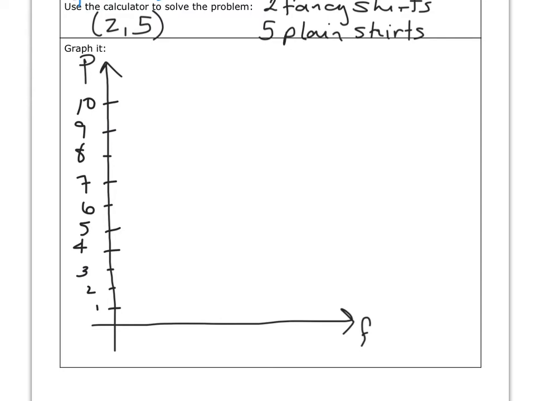And then our fancy shirt, should we count by 1 again? All right. 1, 2, 3, 4, 5, 6, 7. If I need more space, I can draw out more space. If you need more labeled, you could label further out, right?